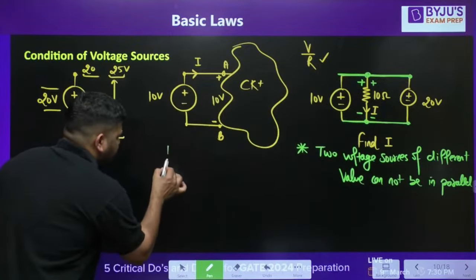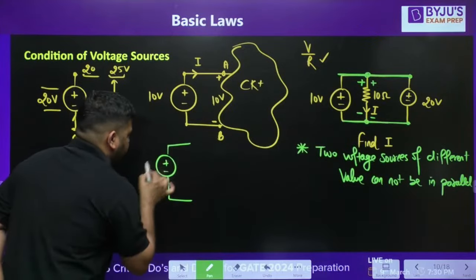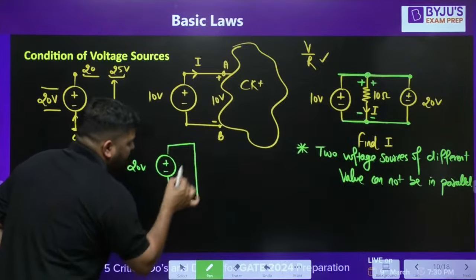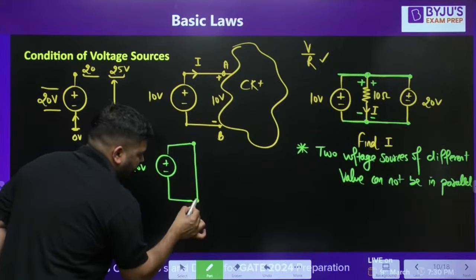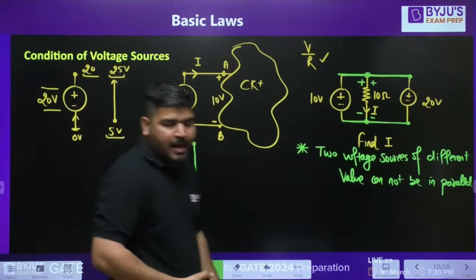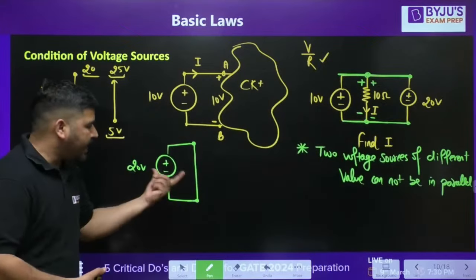Let's say I have a voltage source of 20 volt. Can you short this source? Tell me, guys. Can an ideal voltage source be shorted? Tell me, is it possible? Can you short this voltage source? The answer is no. Again, there is a fight. Why is there a fight?